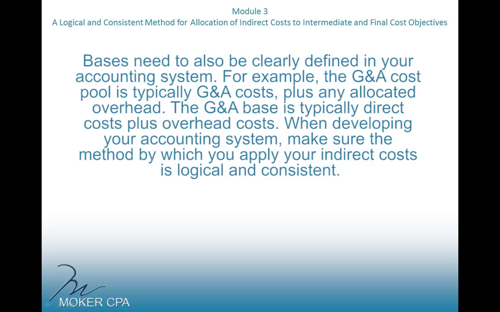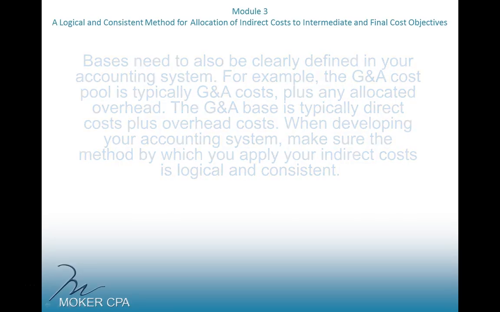For example, the G&A cost pool is typically G&A costs plus any allocated overhead. The G&A base is typically direct costs plus overhead costs. When developing your accounting system, make sure the method by which you apply your indirect costs is logical and consistent.